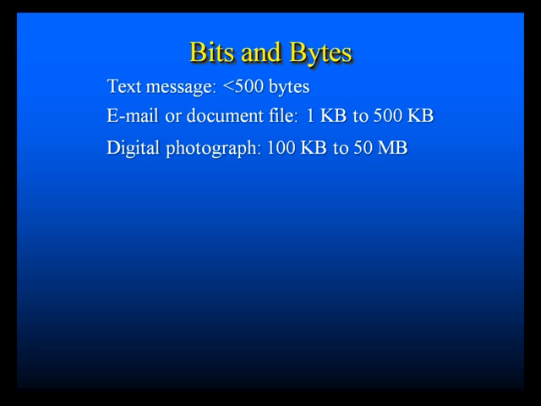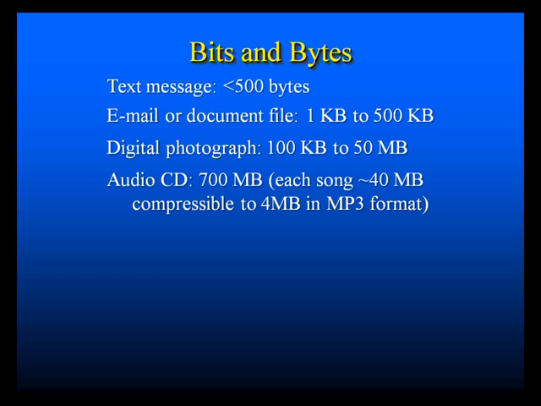A digital photograph, on the other hand, has a lot of information. We're talking 100 kilobytes up to maybe as high as 50 megabytes or beyond now with the newer cameras. This is a lot of data. An audio CD has 700 megabytes on it, typically. 80 minutes of information. And each song would be roughly 40 megabytes.